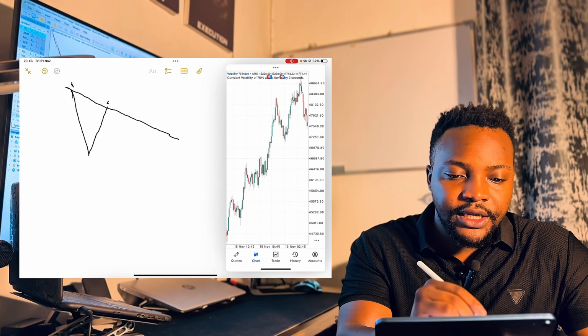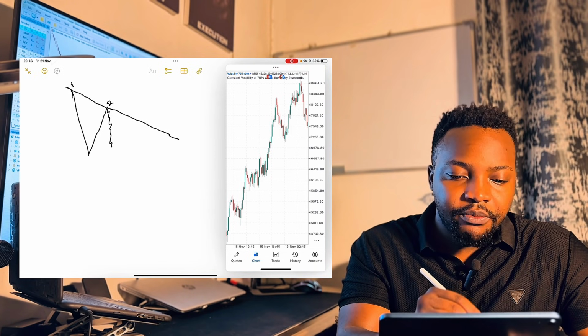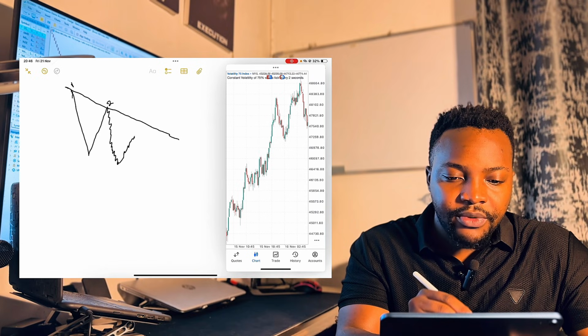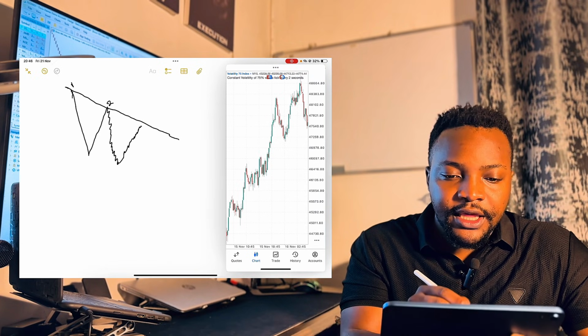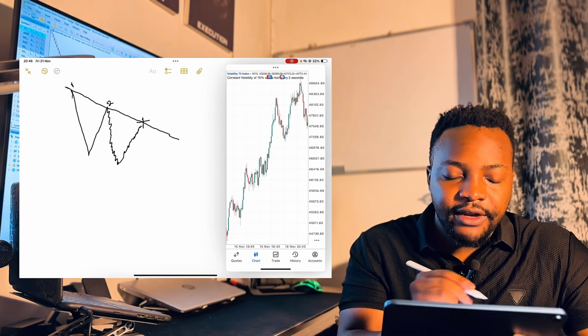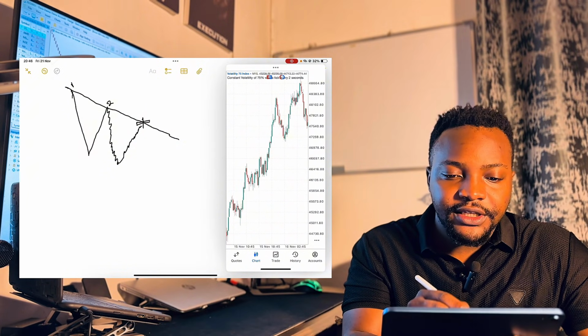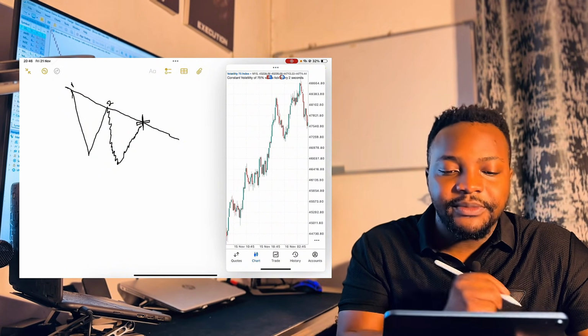Here is your point 1, here is your point 2. Then price is moving from point 2 and it decides to come back to this. And then we have got a candlestick that forms there, whatever type of candlestick that you see. In this case, we have something like this.